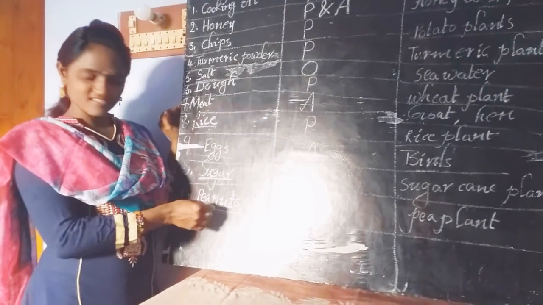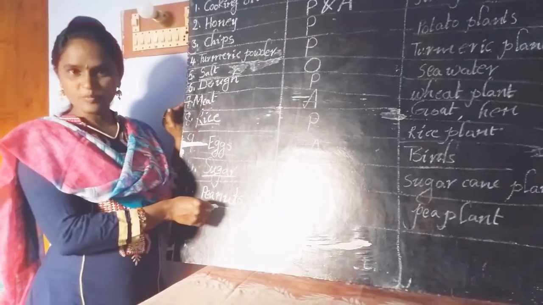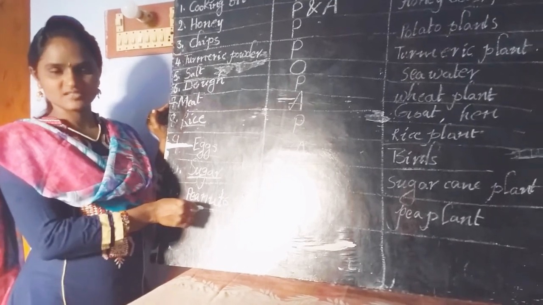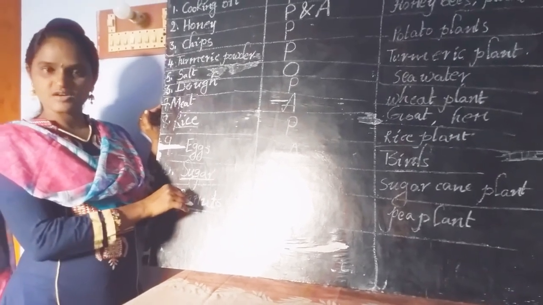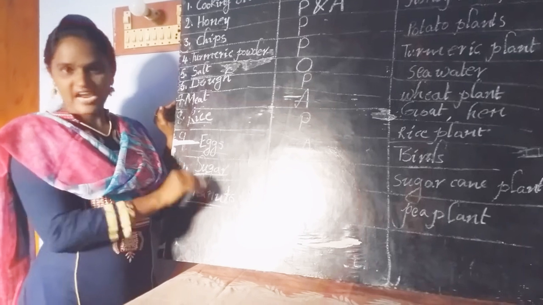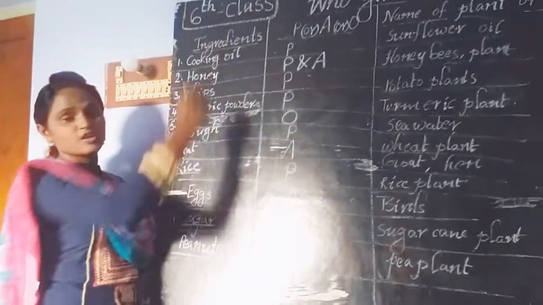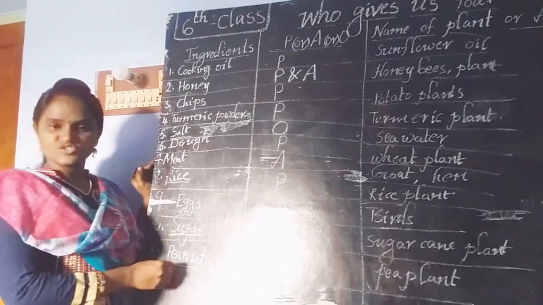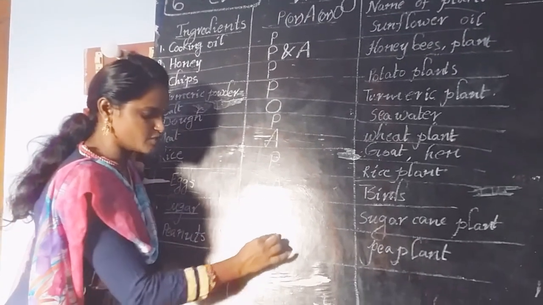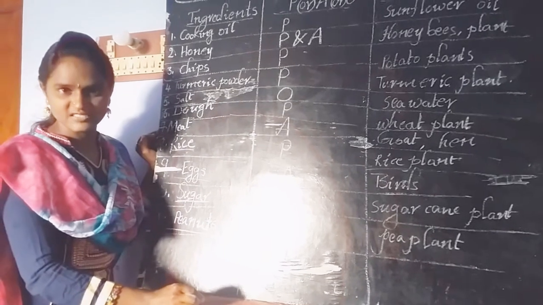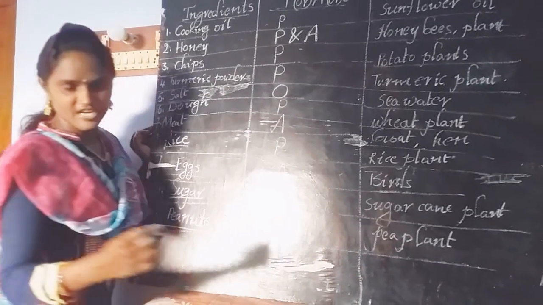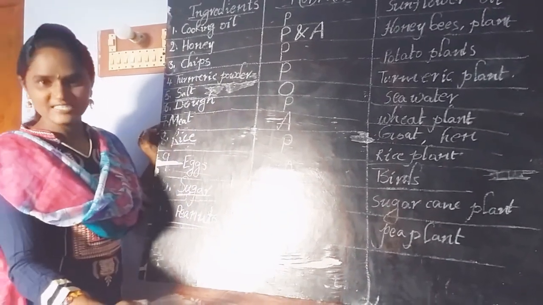What is the next ingredient? That is peanuts. You people are well familiar with peanuts. Some of us take peanuts as snacks, and we are able to prepare different varieties of sweets, and we are also able to prepare cooking oil. By listening to this, you may find that we are able to get the peanuts from plants. From which plant are we able to get them? Yes, peanut plant.